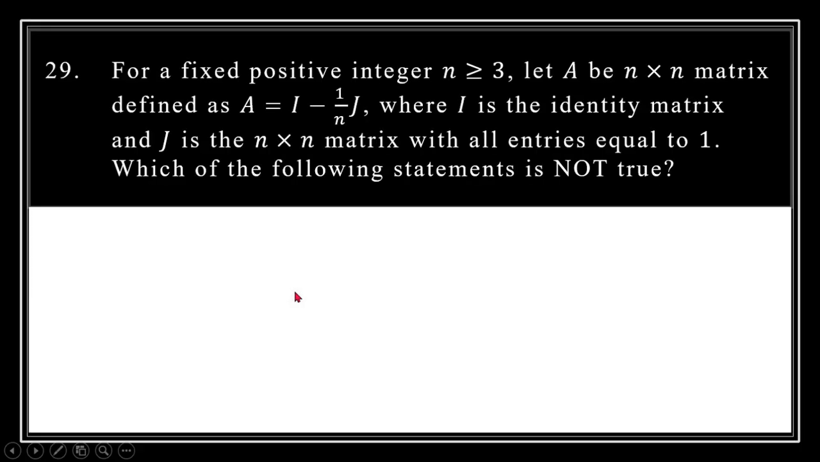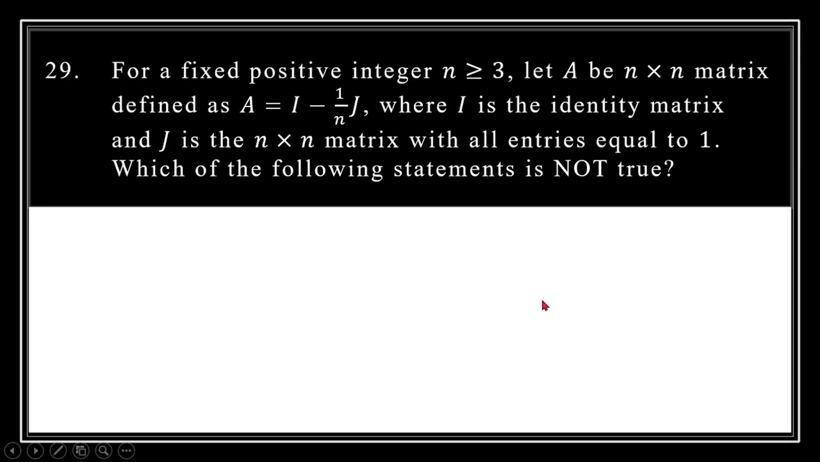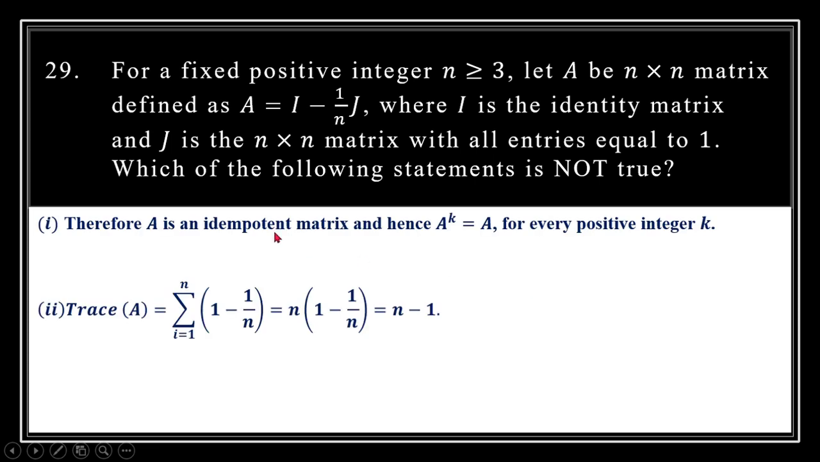So the square of this A is A square is equal to A into A, and when we multiply these two matrices we will again get the matrix A itself. So A square is equal to A, means A is an idempotent matrix, and hence as it is idempotent matrix, A square becomes A cube becomes A raised to 4 becomes A, so A raised to k is equal to A for every positive integer k.